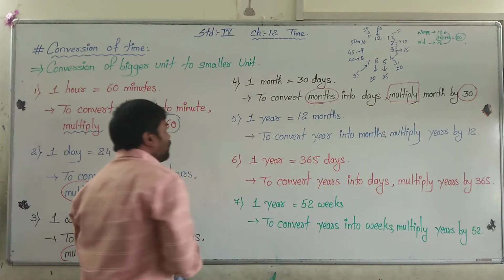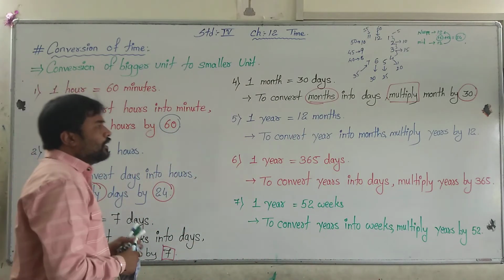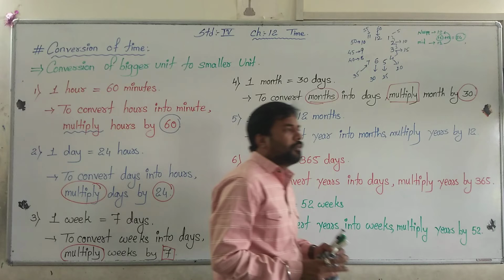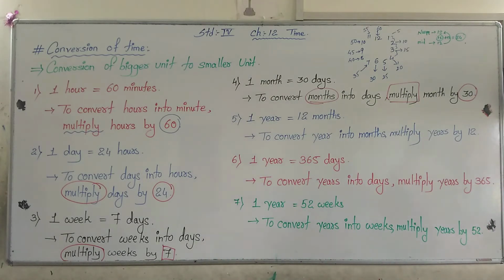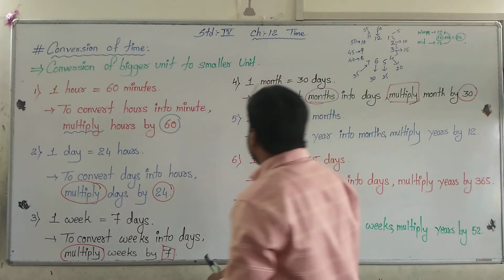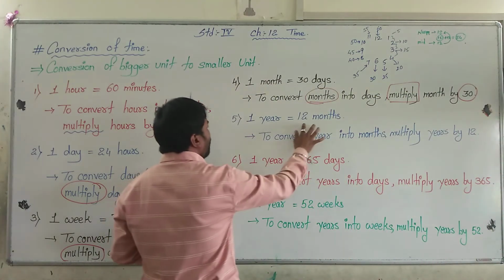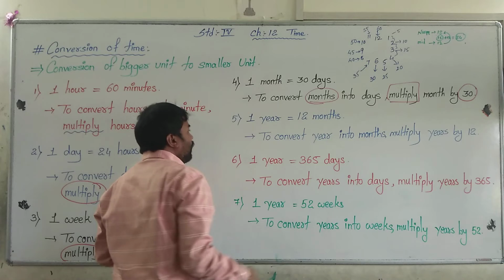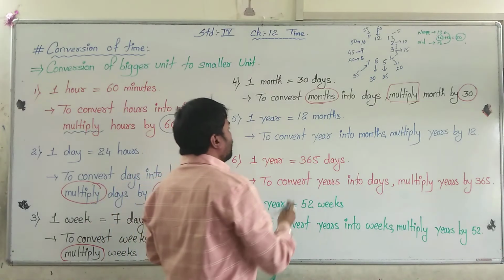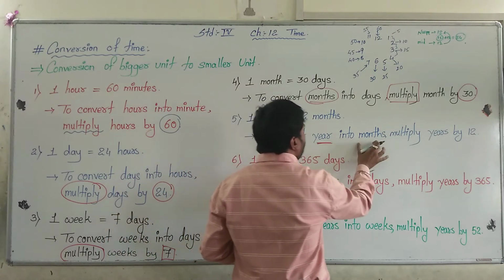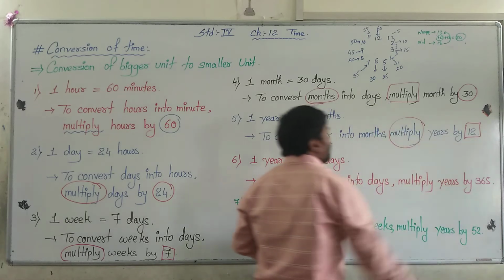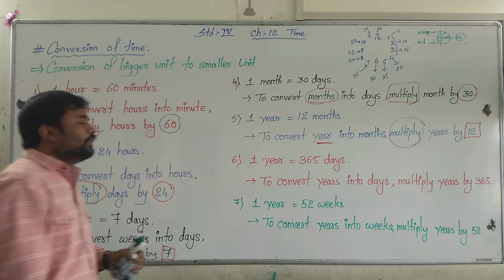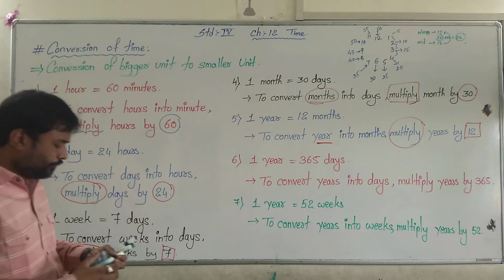Okay. Next, 1 year is equal to 12 months. Everyone knows: January, February, March, April, May, June, July, August, September, October, November and December. So from January to December, how many months are there? 12 months, and it completes 1 year. So whenever we convert years into months, at that time we will multiply by 12. Right? Are you getting me?